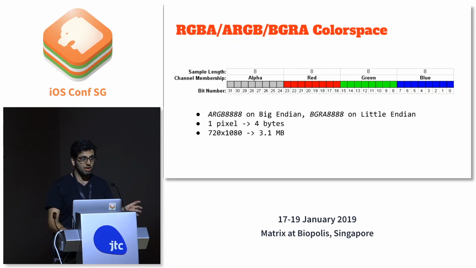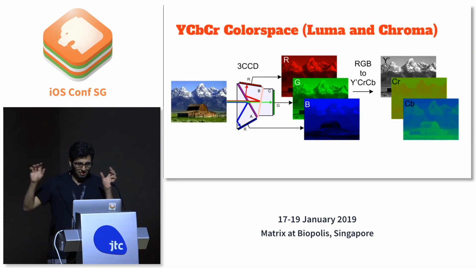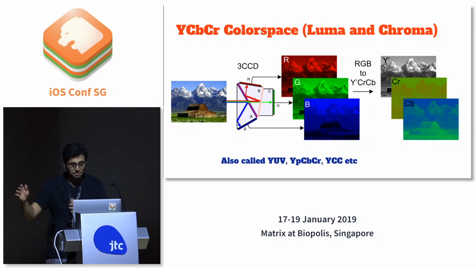That is huge. If you want to do any operation on that, that is a lot of pixels and a lot of memory to worry about. Is there any way we can optimize this in terms of representation? Turns out there is. This is a very famous thing called YCbCr. It's also called YUV, YPbPr, YCC, etc. Basically, it's a color space.